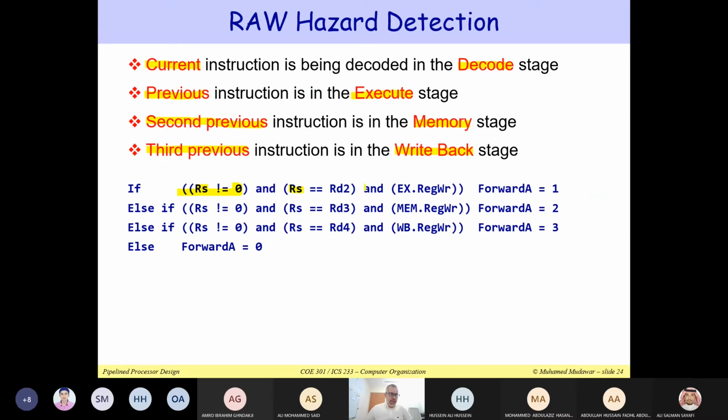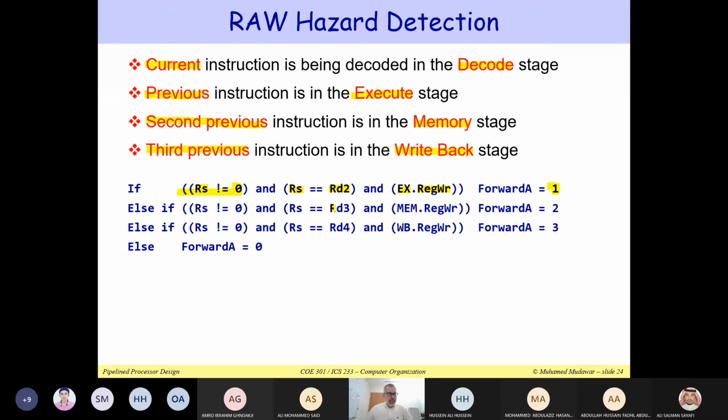Now if RS is equal to RD2, and we have register write in the execute stage, because we have register write for each instruction that exists in the execute stage, memory stage, and write back stages. If register write is equal to 1, indicating that this instruction in the execute stage is going to write to RD2, then forward A is equal to 1. That's the value of forward A.